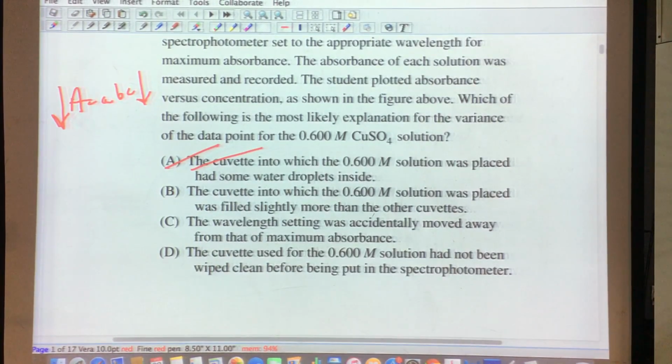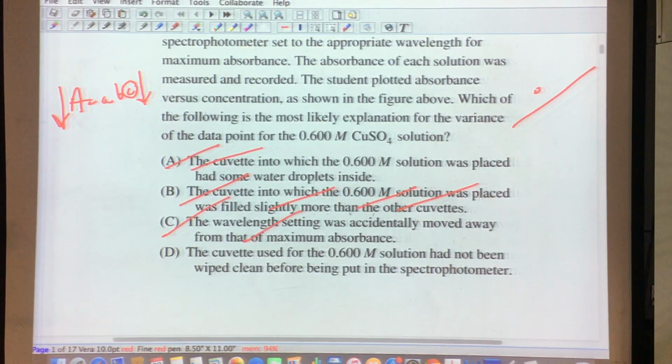Okay, the cuvette into which you add this was filled more than the other cuvettes. Having more of it, does that change the concentration? No, the molarity is going to be constant, the volume is going to increase. Yes, there's more moles, but the concentration per volume stays constant. So that wouldn't make any sense. The wavelength setting was accidentally moved away from the maximum absorbance, which means you would actually have a lower absorbance. If it's stuck on a higher setting and you lowered it, you would get a lower one. Remember, that point is above the line.